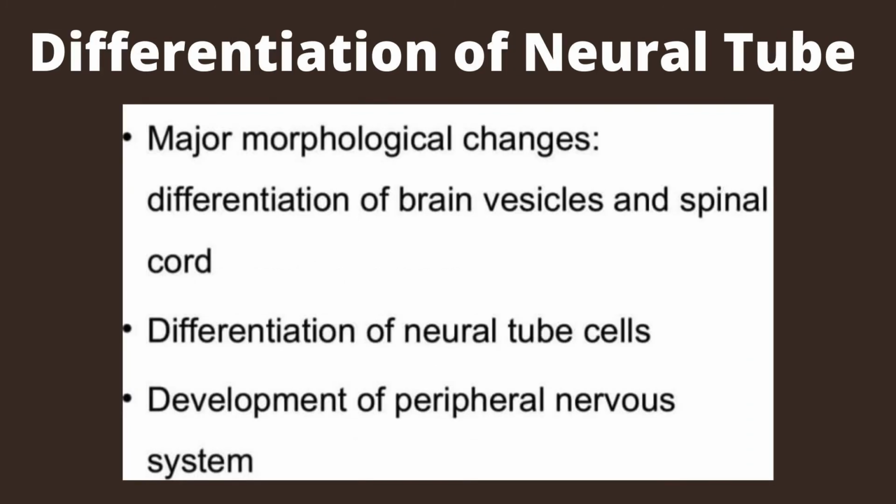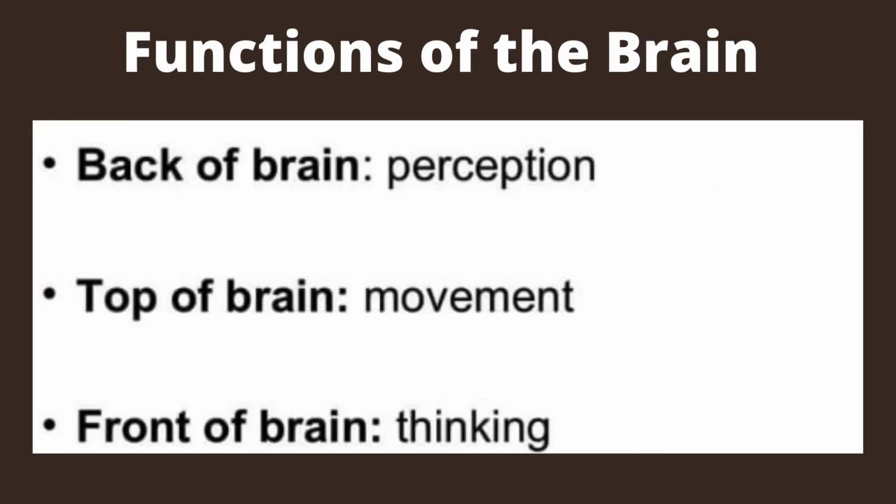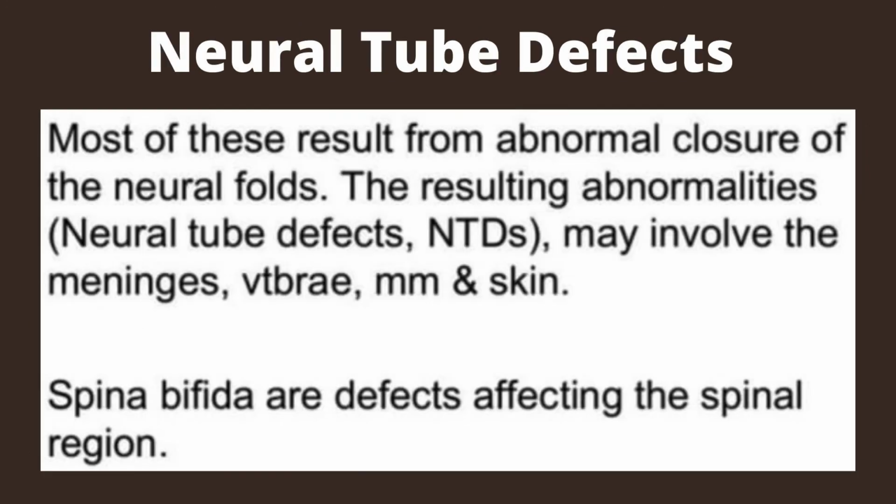Then we will talk about differentiation of neural tube. Major morphological changes: differentiation of brain vesicles and spinal cord, differentiation of neural tube cells, and development of peripheral nervous system. After that, we will discuss about functions of the brain. Back of brain, top of brain, front of brain. Back of brain's function is perception, top of brain's function is movement, and front of brain's function is thinking.